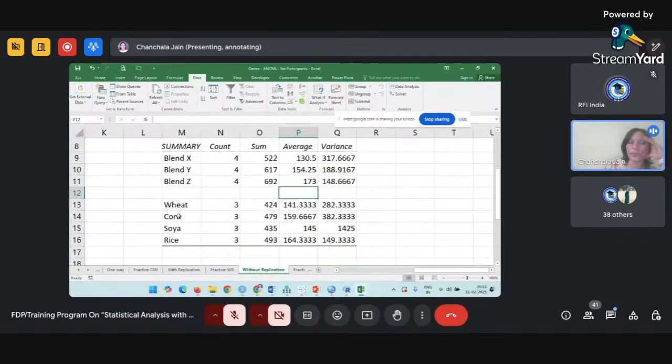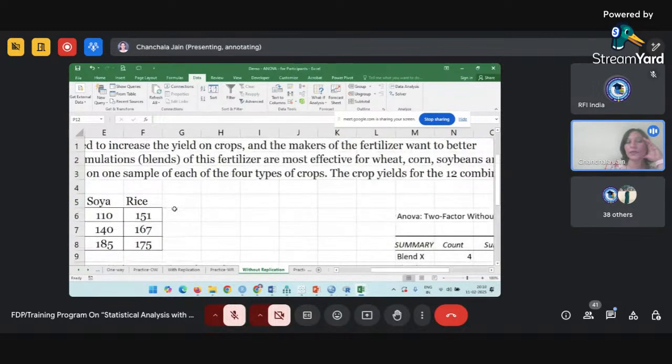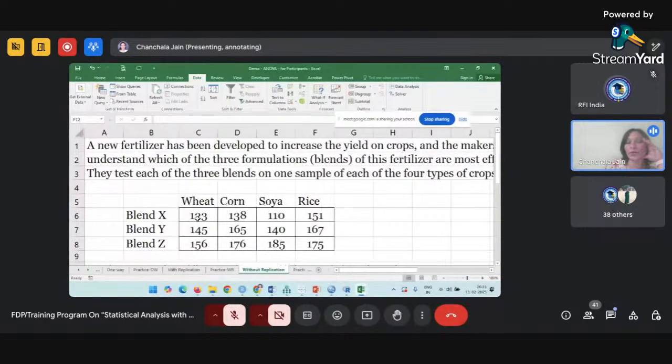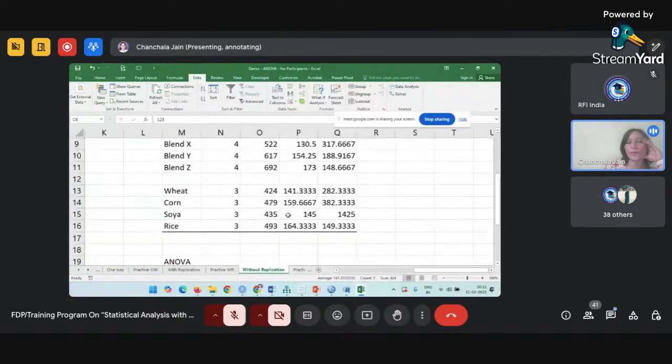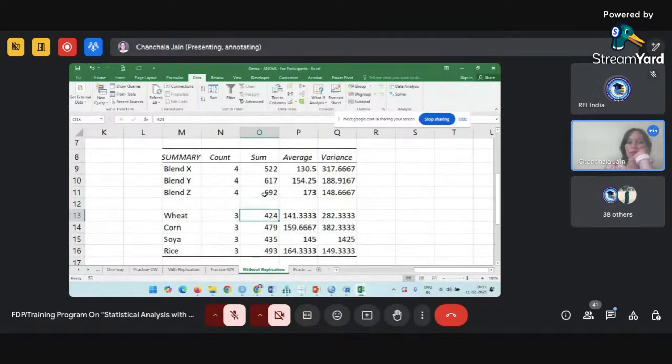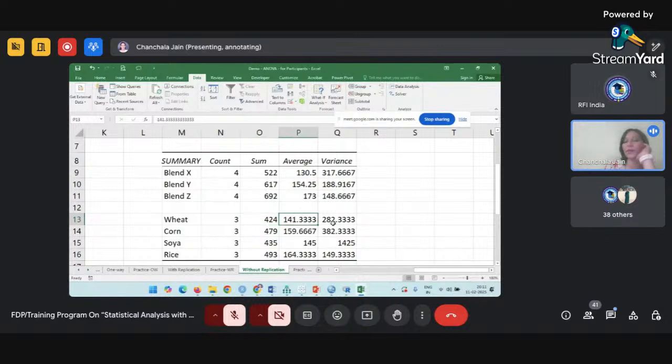On the basis of the type of crop, when you look at the data, you can find that for wheat we have a total of three different observations of the yield. Similarly for the remaining categories, so it is coming 3, 3, 3, 3, right? Then this is the sum of the yield of the crop, the average of the yield of the crop, and the variance in the yield of the crop. This is for wheat, and similarly for corn, soya, and rice.